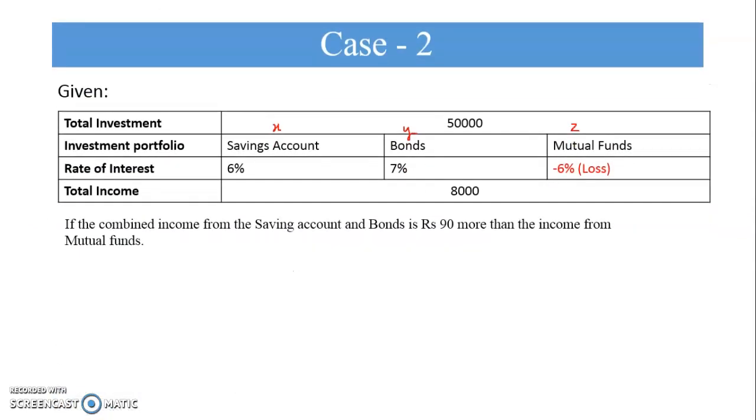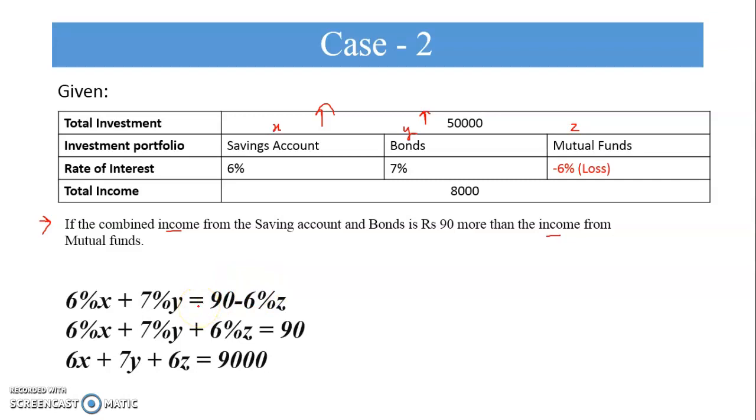Now this is case 2, in which it is written that what if the combined income from the savings and bonds is 90 more than the income from mutual funds. So if 90 more than the income, okay, in this case also it is income. So it means we have to add this 90 to the mutual funds in order to make this an equal to equation, right? Because this mutual fund is short of 90.